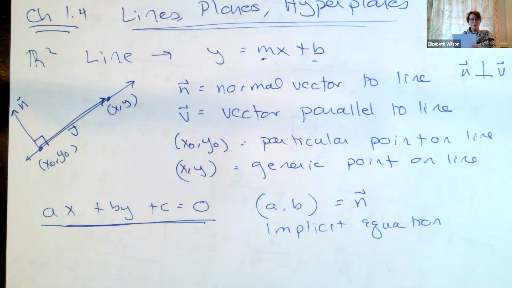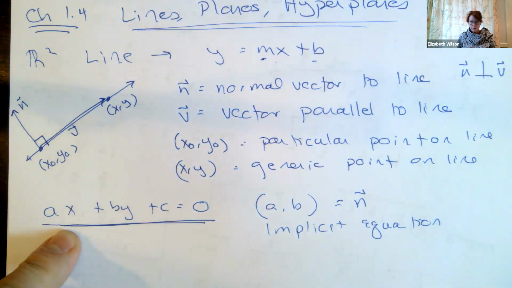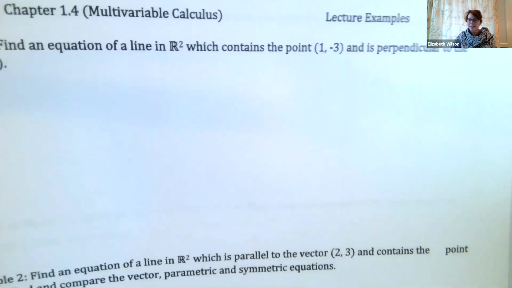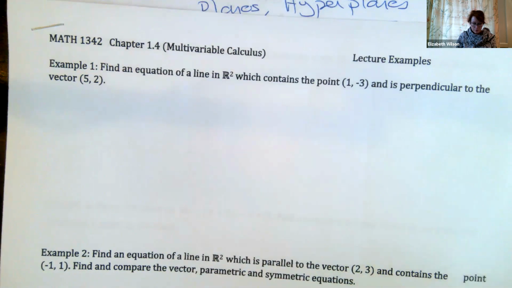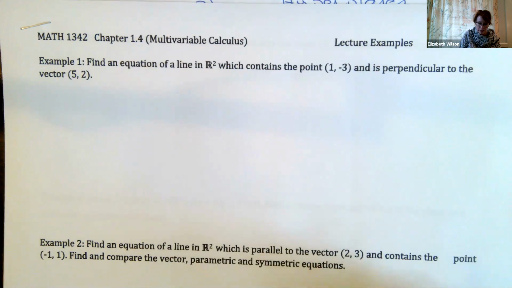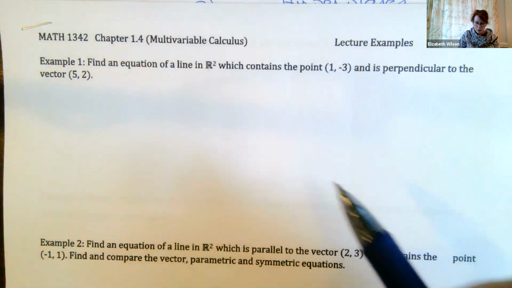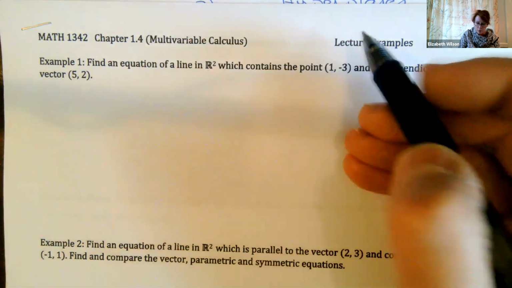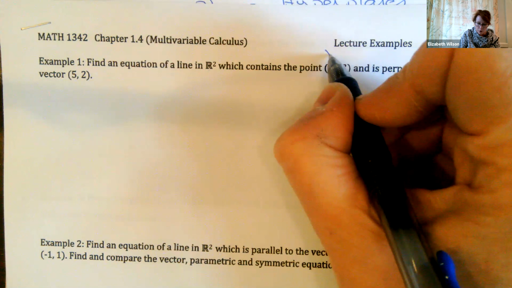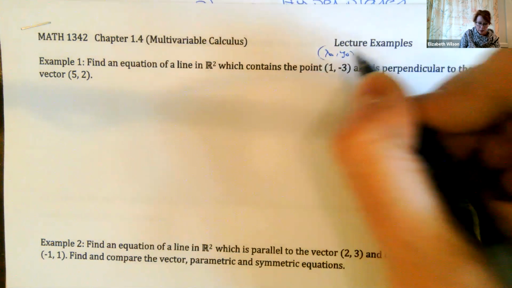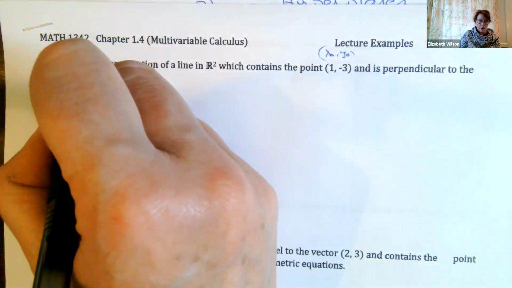I've got my lecture examples for 1.4. We're going to roll through these as much as we can as we go. Okay, so given this, our first example: find an equation for a line in R2. So this is x, y, our two dimensions, which contains the point (1, -2). This is like our x naught, y naught, and is perpendicular to the vector (5, 2). So this is our normal vector.